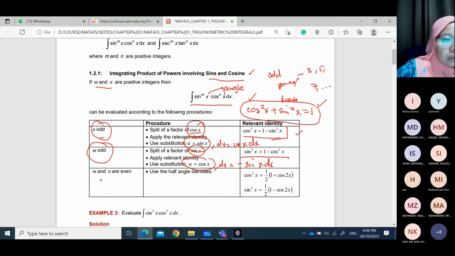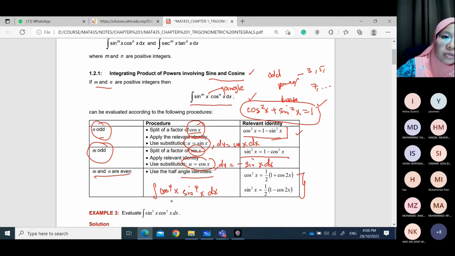Okay, kata kita ada dua even. So yang ini you perlu gunakan half angle identities. So untuk half angle identity ada dua sahaja, iaitu cosine square x equals to 1 over 2 times 1 plus cosine 2x. And the other one here is sine square x equals to 1 over 2 times 1 minus cosine 2x. So ini adalah identity bagi half angle. So maknanya katakan you ada dua even. So kita guna yang inilah. Contohlah ya. You ada cosine to the power of 4x times sine to the power of 4x dx.